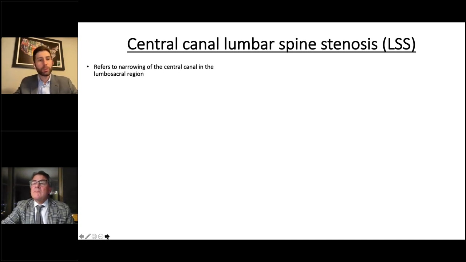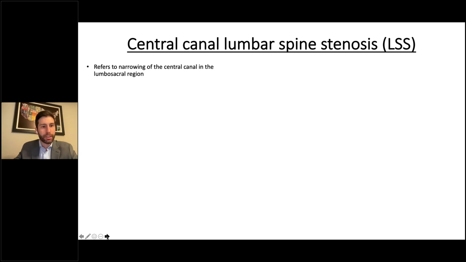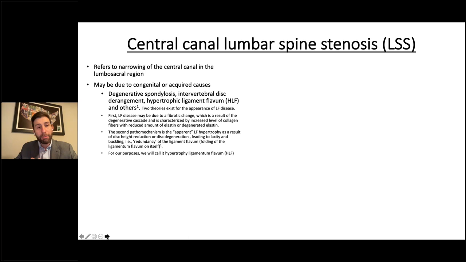I'll be starting by talking about central canal lumbar spinal stenosis. We'll be reviewing some pictures here. Lumbar spinal stenosis refers to the narrowing of the central canal in the lumbosacral region. It might be due to congenital or acquired causes, degenerative spondylosis, intervertebral disc derangement, and hypertrophy of the ligamentum flavum, as well as other causes.